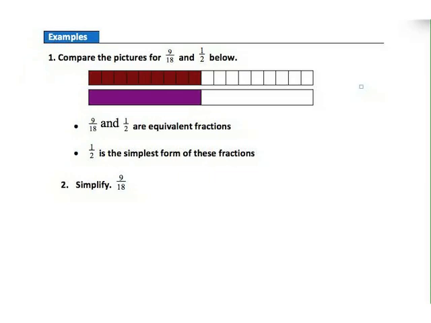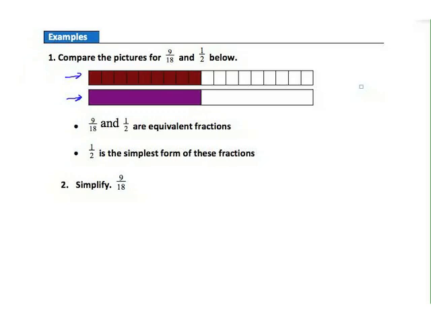Example 1. Compare the pictures for 9/18 and 1/2 below. Here you can see we have a picture of 9/18, and here we have a picture of 1/2. You can see from their pictures that 9/18 and 1/2 represent the same amount. Therefore, we say that 9/18 and 1/2 are equivalent fractions. They are equal in value, except they're using different numbers to describe this value.